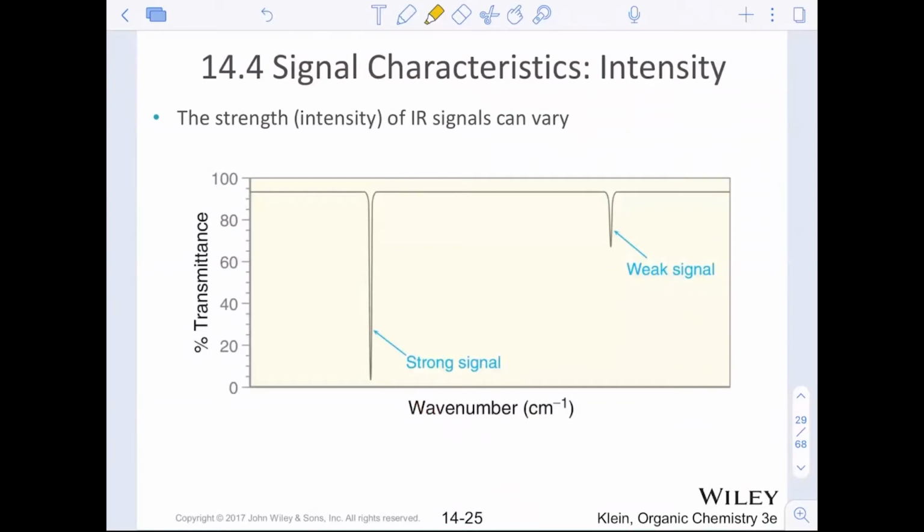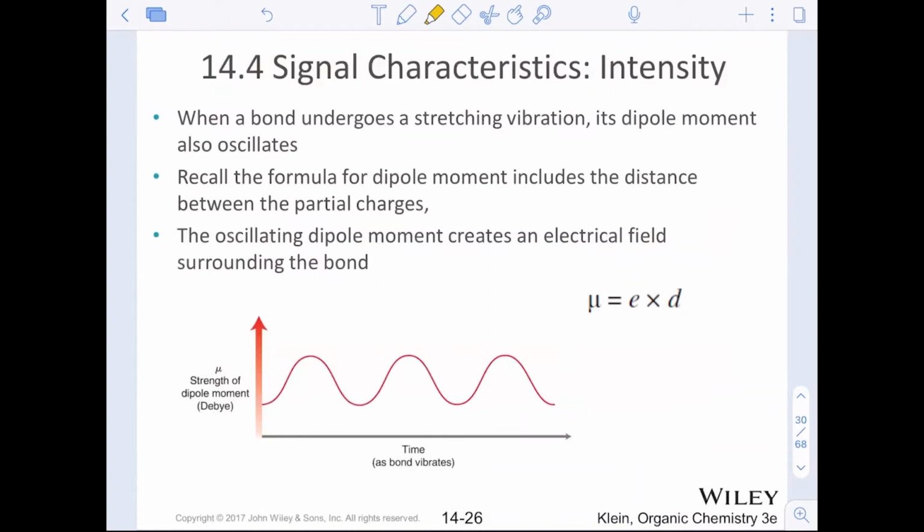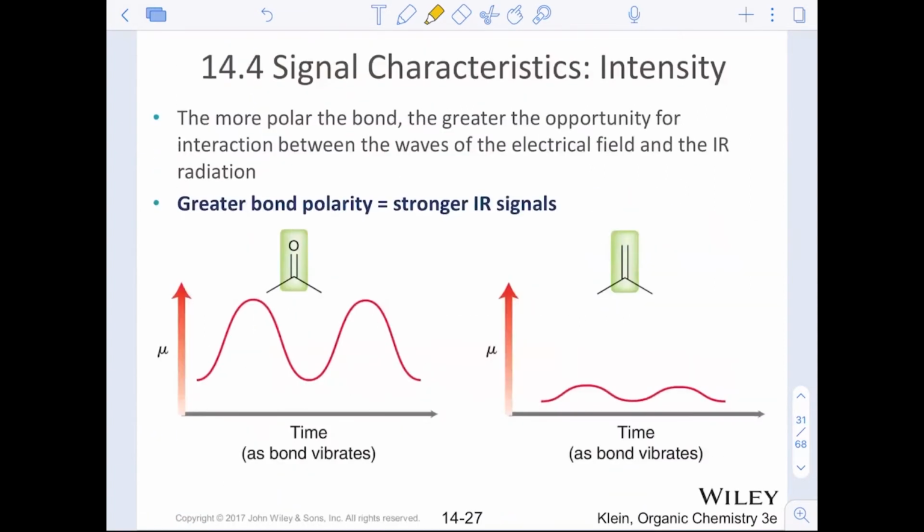Let's talk about intensity next, all right? The strength or the intensity of the signal can vary. When we're talking about that, we're again talking about the y-axis here, weak signal versus strong signal. What do we see? Well, when a bond actually oscillates, it's undergoing a change in its dipole moment, right? So the dipole moment includes the distance between the partial charges. And so oscillating that dipole moment creates an electrical field to surround the bond. Yes, there's a mu is equal to E times D. We don't need to know that calculation.